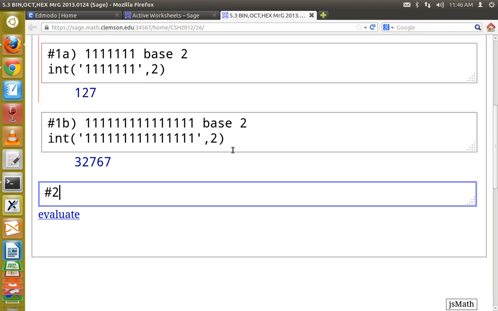All right, let's see. This is what they want. They want you to convert 90AB from base 16 to something in base 2.